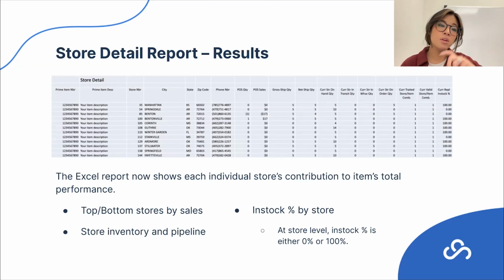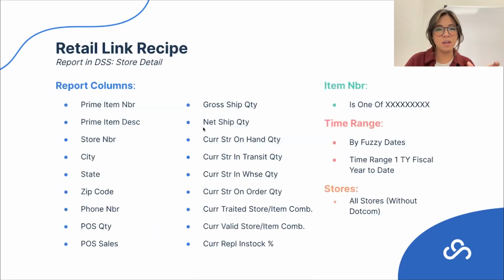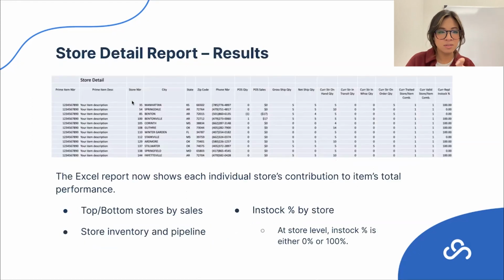So if you want to know which stores your items are in, you would utilize this system. You get your items, you get your current traded store item combination, and you'll be able to say, okay, item 7890 is in store. You can see all ones all the way down. So it is in store 35, 54, 85, so on and so forth.